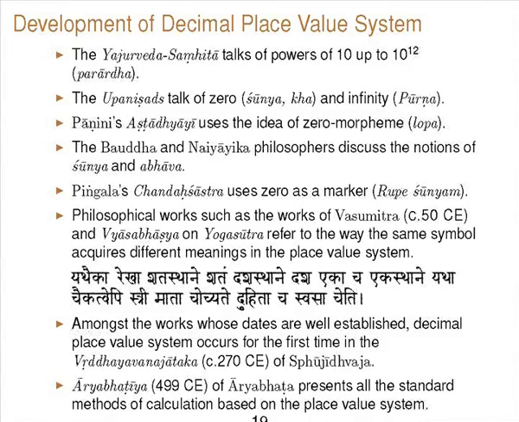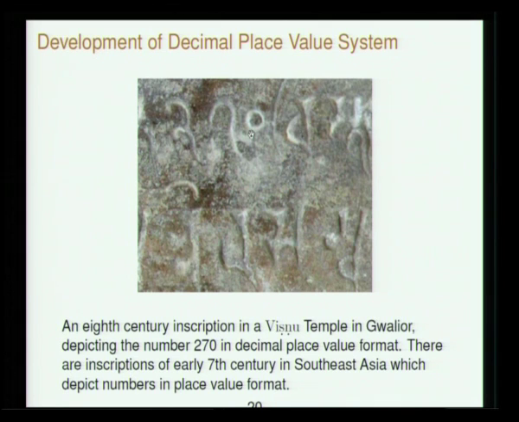And one of the oldest places where the place value system occurs explicitly is in a book called Vriddha Yavana Jataka, written by Sphujidhvaja around 217 of the common era. And by the time of Aryabhatta's Aryabhatiya, all calculations were formulated with the place value system. Here is an inscription in Gwalior which is giving the number 270. I think it is appearing here, and there are many inscriptions in Southeast Asia, in Java and various other places around early 7th century, which give numbers in the place value system with 0 also.